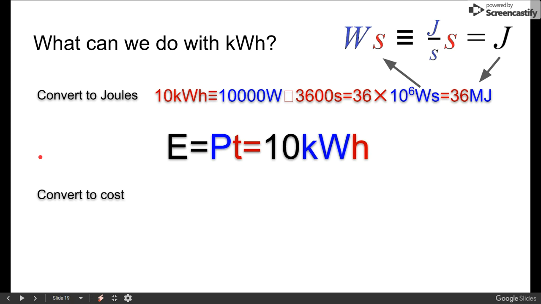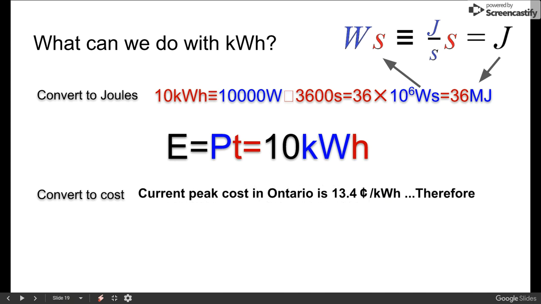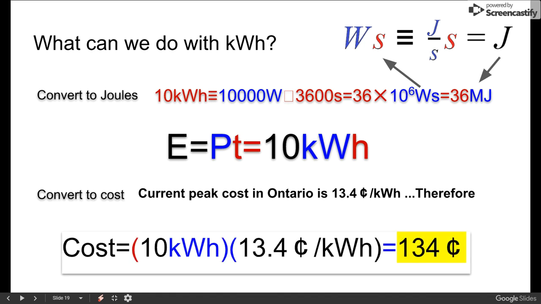The other possibility is turn it to price tag. You look up what electricity costs, and in Ontario, that's your peak cost. Multiply it out, and you get that leaving 10,000 watts on for 10 kilowatt hours only costs you $1.34. That would be the equivalent of leaving 5 hair dryers on full for an hour to get this number. Okay? And it only costs you $1.34.